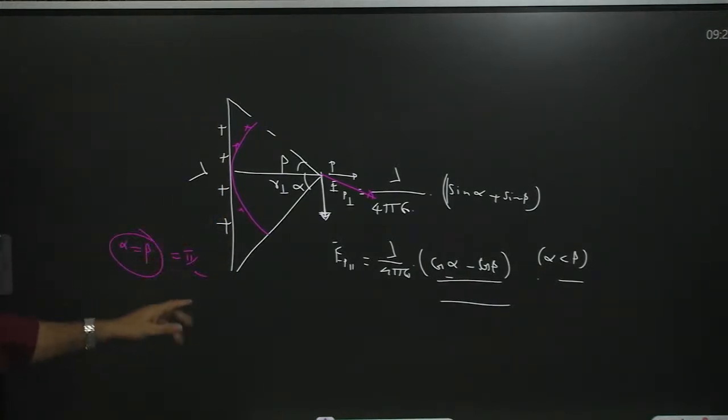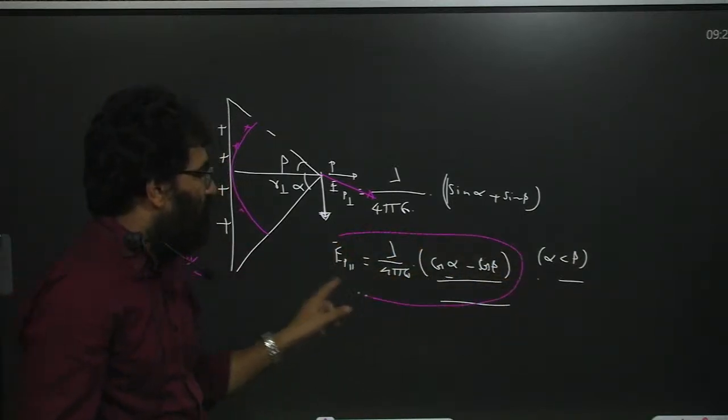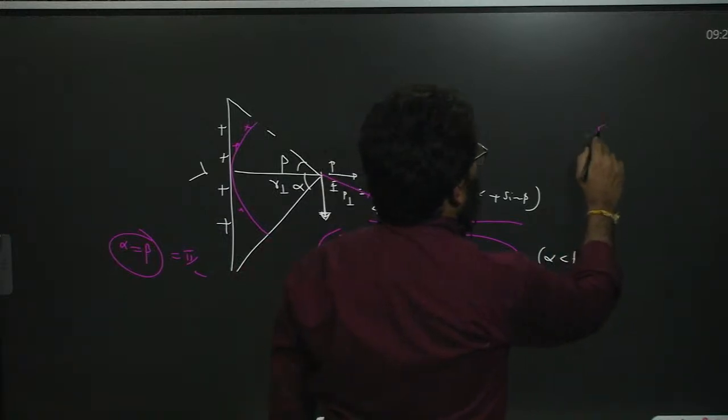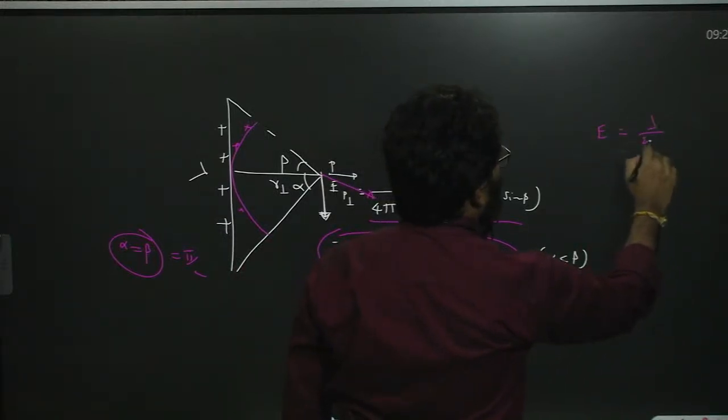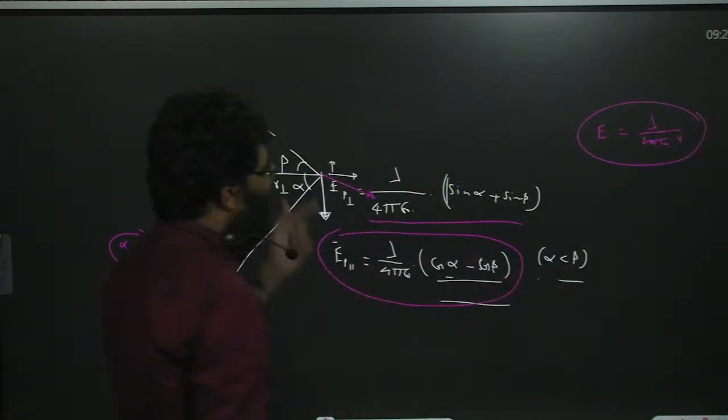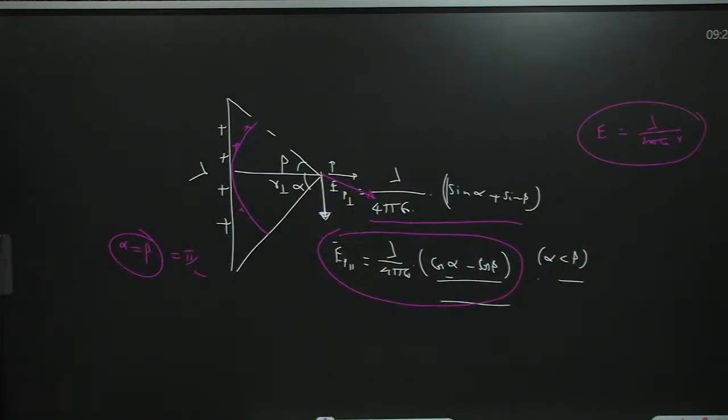Due to the infinite charged wire, this term becomes 0. Parallel becomes 0. This term becomes lambda by 2 pi epsilon naught r due to the infinite charged wire. But what is it perpendicular to that direction? So always remember this now.